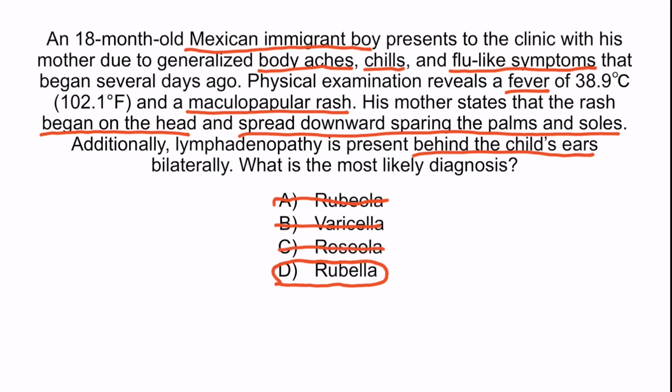Answer choice C is incorrect because roseola typically presents as an abrupt high fever which lasts about 3 days and then resolves as a rose-colored or lacy rash appears. The rash of roseola begins on the trunk and spreads to the extremities, unlike the rash in this patient. So again, the correct answer is choice D, rubella. And that concludes this lecture.